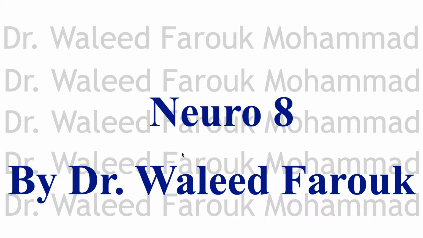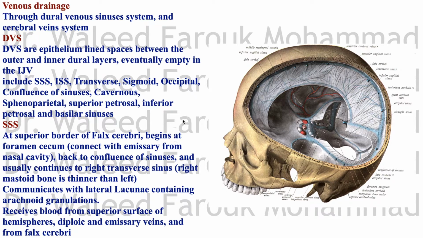And this lecture will continue our talk about the cerebral vasculature, the venous side. So let's begin. The venous drainage of the brain comprises two systems: the dural venous sinuses system and the cerebral vein system. Of course, you know that dural venous sinuses don't have a muscular wall, so any bleeding from a dural venous sinus cannot be controlled.